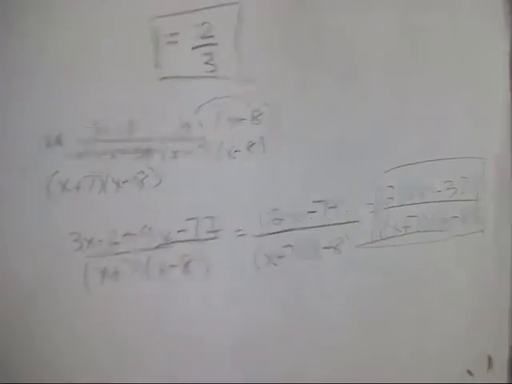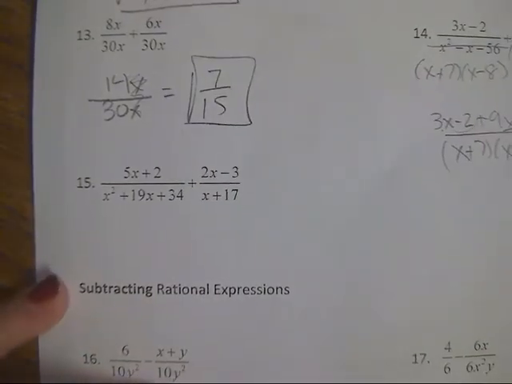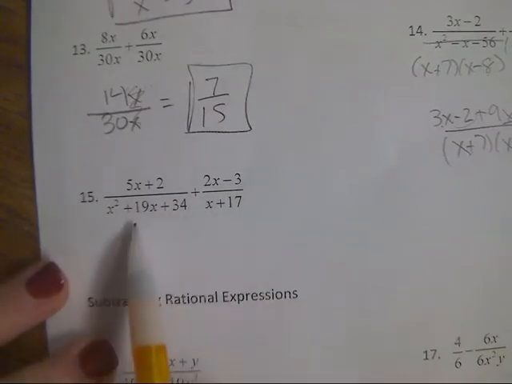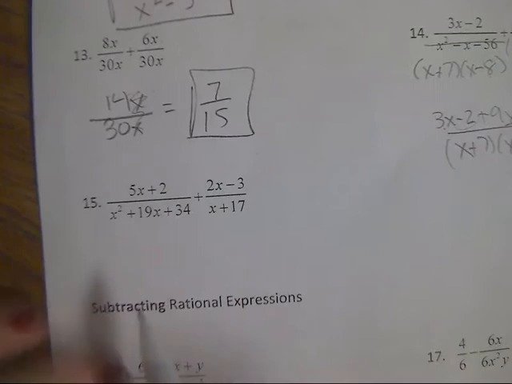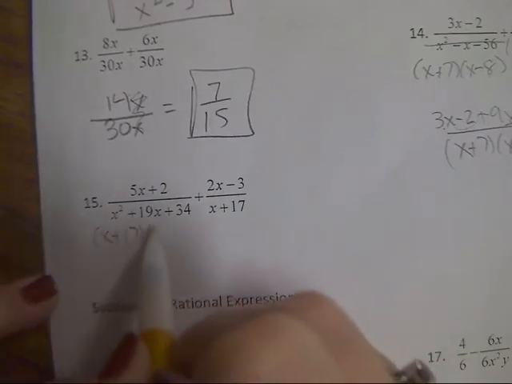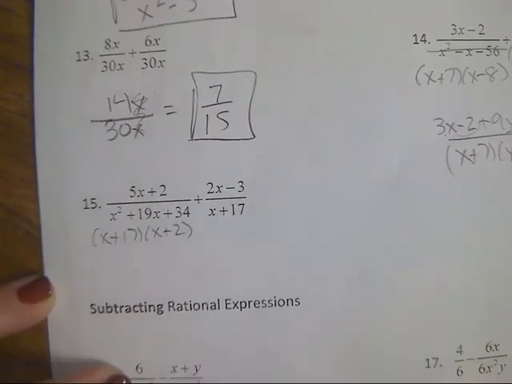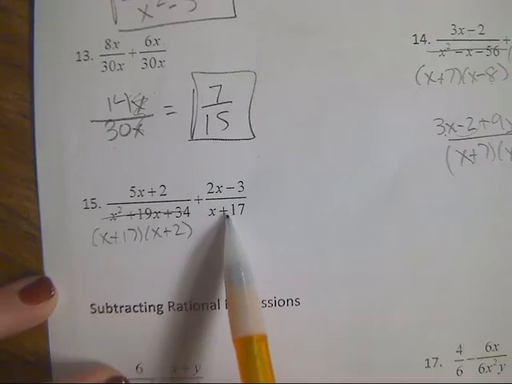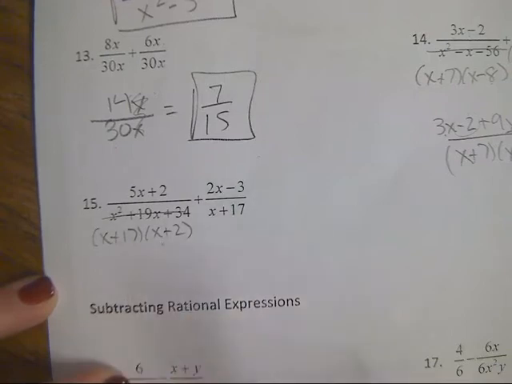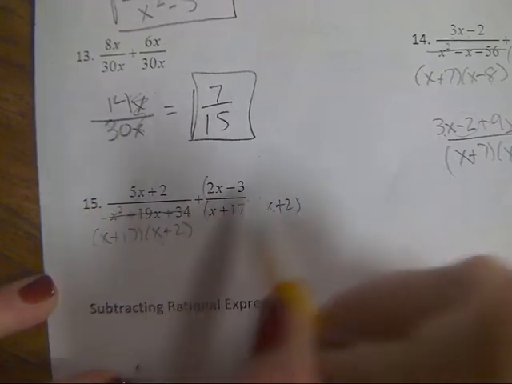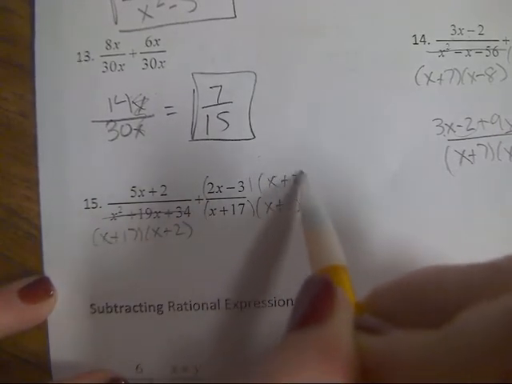All right. One more. Again, denominator is not the same, but I'm able to factor this one, so I'm going to. So this factors to give me x plus 17 and x plus 2. So I see that both of my denominators share the x plus 17. I just need to add x plus 2 over here, which means I must also multiply it to the top.